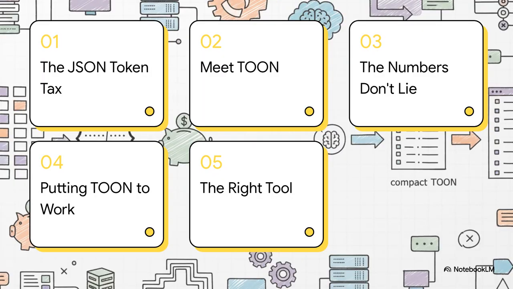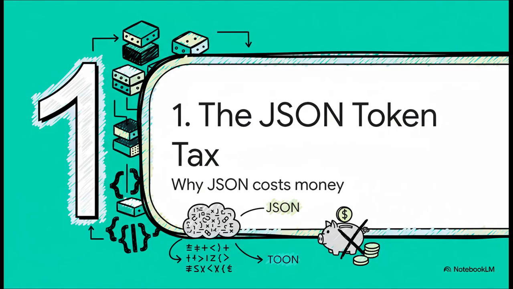All right, here's the game plan. First, we'll talk about something I like to call the JSON token tax. Then, we'll meet our solution, a new format called TOON. We're going to crunch the numbers to see if it really holds up, check out how you can start using it today, and finally, figure out exactly when it's the right tool for the job. Okay, let's start with the problem.